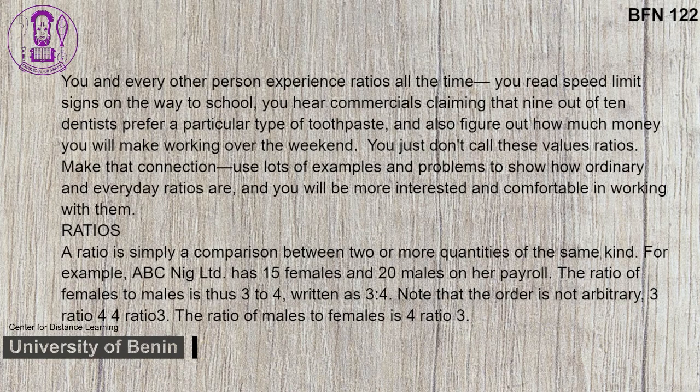Ratios. A ratio is simply a comparison between two or more quantities of the same kind. For example, ABC NIG Limited has 15 females and 20 males on our payroll. The ratio of females to males is thus 3 to 4, written as 3:4. Note that the order is not arbitrary, 3:4 is not 4:3. The ratio of males to females is 4:3.